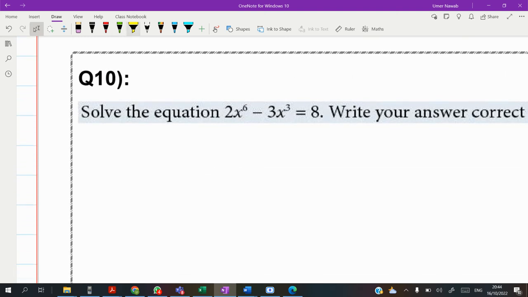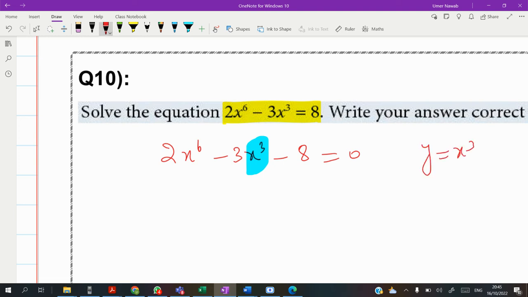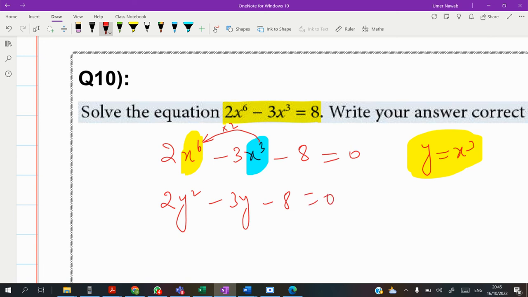Now we have another disguised quadratic equation, but we need to organize it. So 2x to the power 6 minus 3x cubed minus 8 is equal to 0. Now we have to replace x cubed by y. Why is it disguised? Because 3 multiplied by 2 gives you x power 6. Such types of equations are called disguised equations, and we replace them by y. So it turns into 2y squared minus 3y minus 8 is equal to 0.